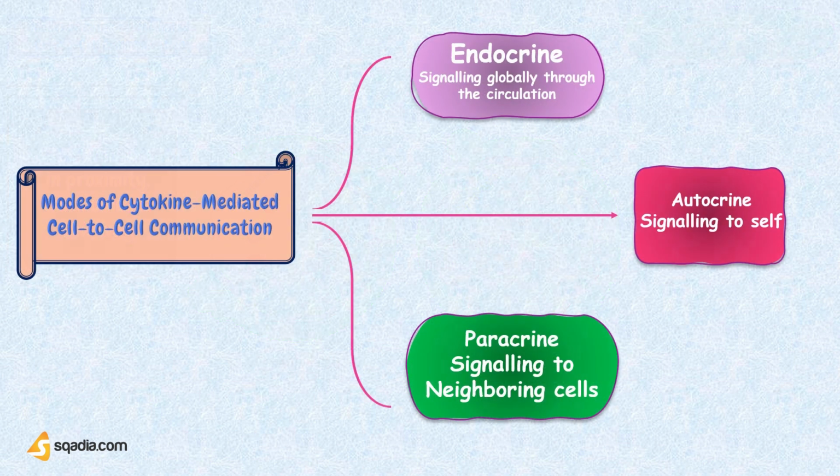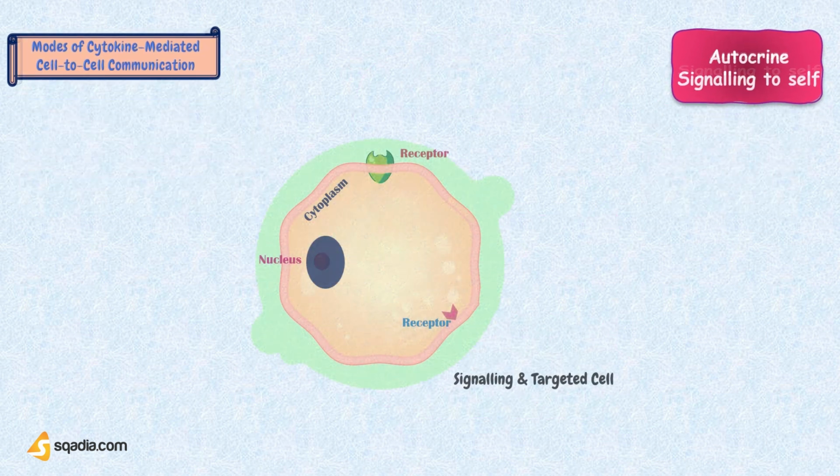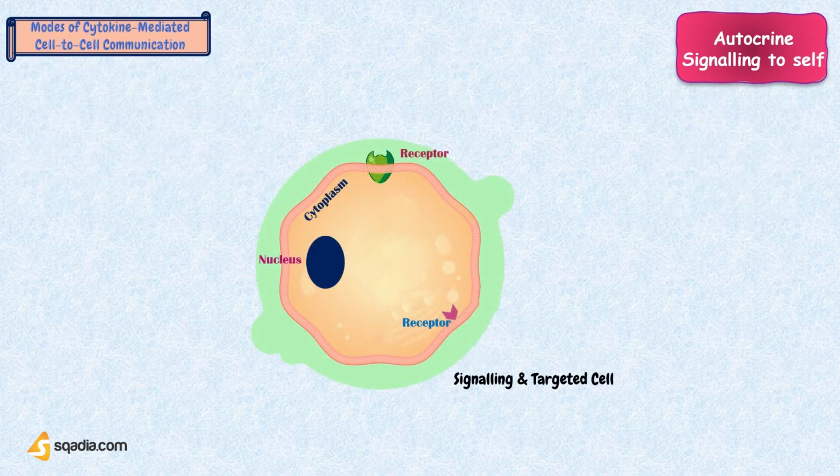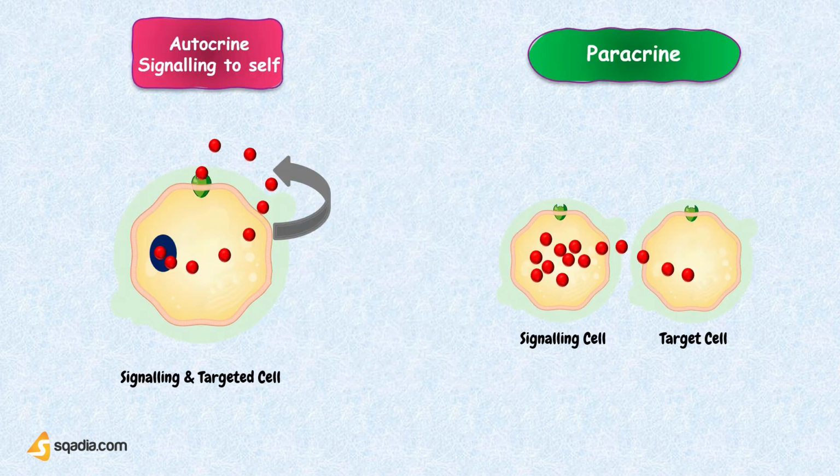The third way cytokines communicate with other cells is called autocrine signaling. This type of signaling involves the production and secretion of an extracellular mediator by a cell, followed by the binding of that mediator to receptors on the same cell to initiate signal transduction. Just like I mentioned that endocrine signaling is more commonly seen when it comes to hormone signaling, in the immune system the paracrine and autocrine modes of communication are more commonly seen.